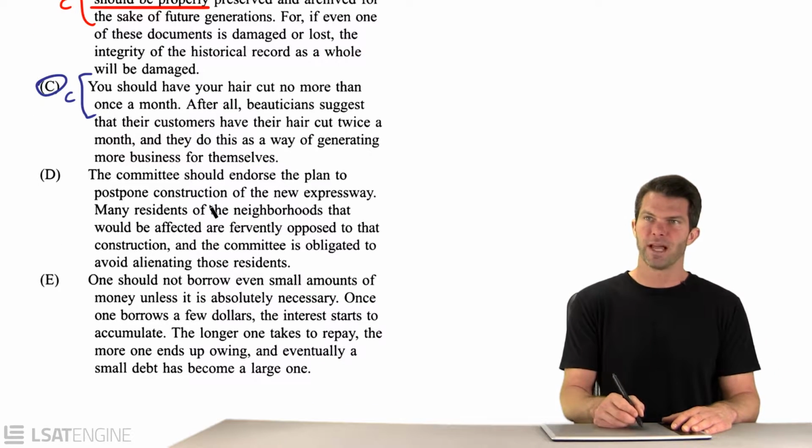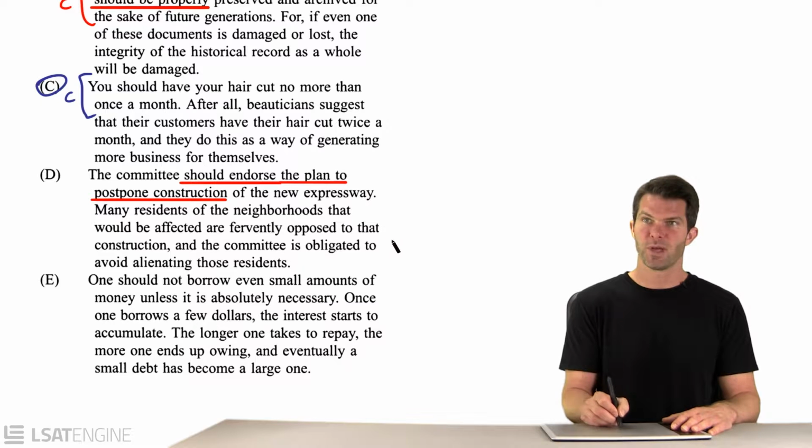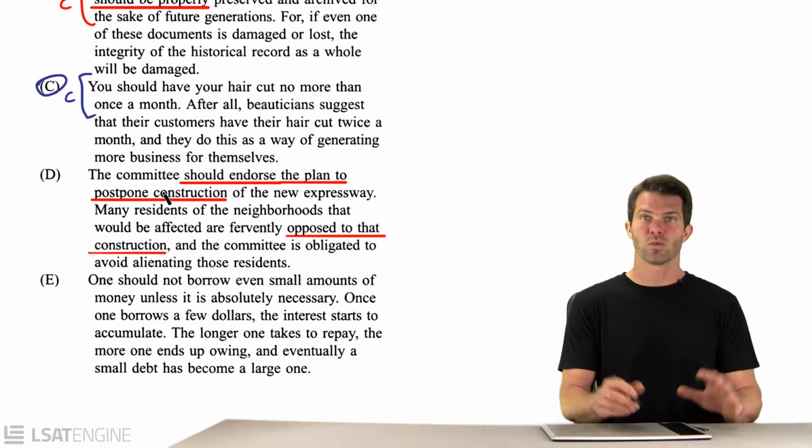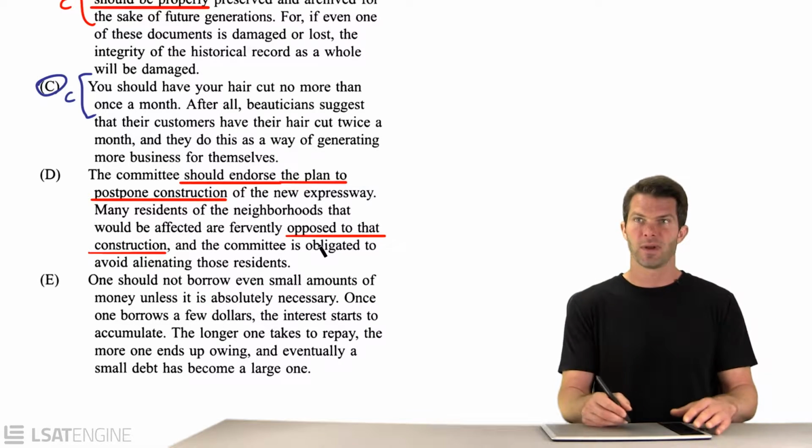So the committee should endorse the plan to postpone construction. I want to hear that there are people who think we shouldn't, and they're bad people. Many residents of the neighborhoods that would be affected are fervently opposed to that construction. Oh, but you see, they're not opposed to postponing it, right? So this is saying the committee should postpone it because there are people who don't want it, and we should listen to their opinions. So these people aren't on the other side. Everybody here is on the same side. The committee says, whoa, we shouldn't do construction. We should postpone it because the people who live there don't want it. So this is all one-sided. There's no other side who's got some negative quality.